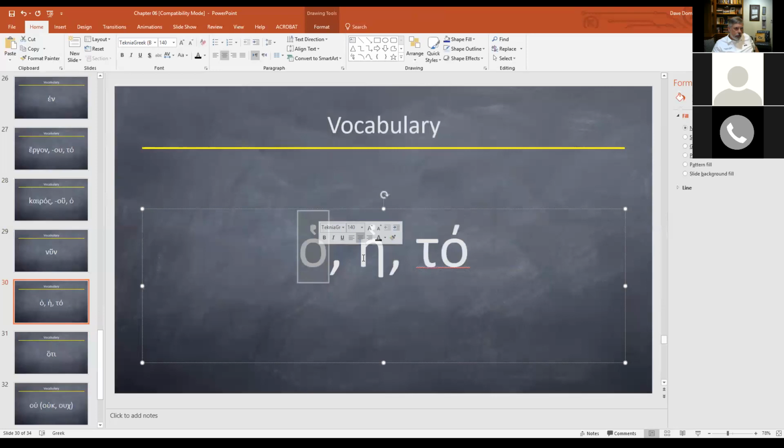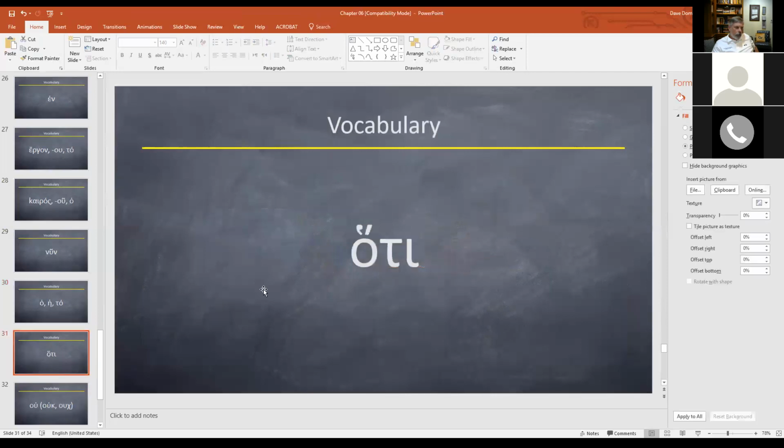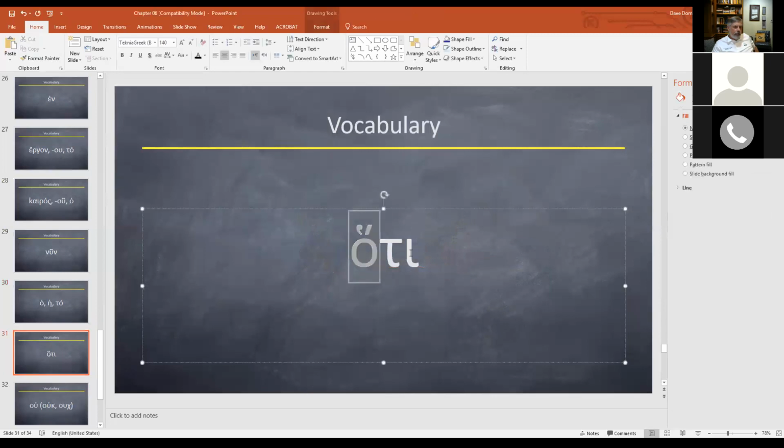Masculine singular, feminine singular, neuter singular. Ha, hey, ta. Hati is a particle. Hati, there's a rough breathing, so it has an H sound in front of it. Hati, and it means because, that, or since.